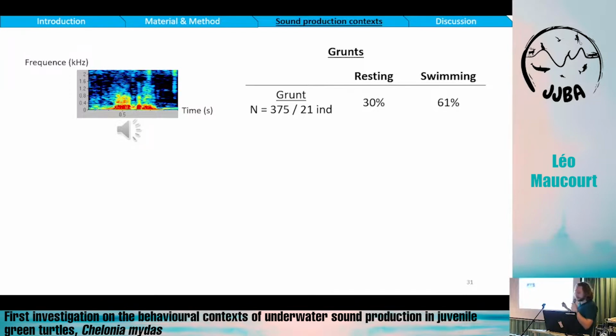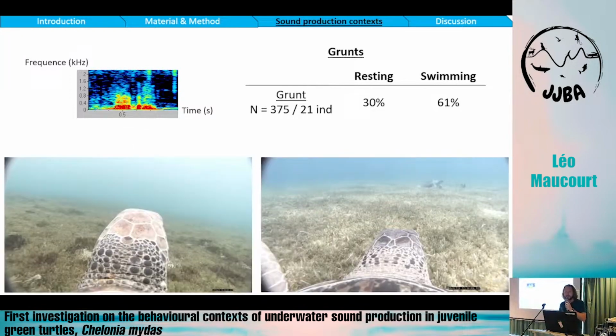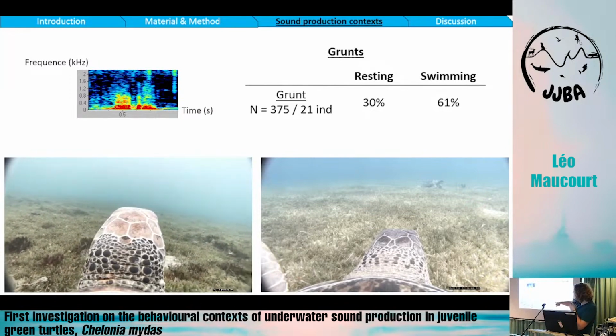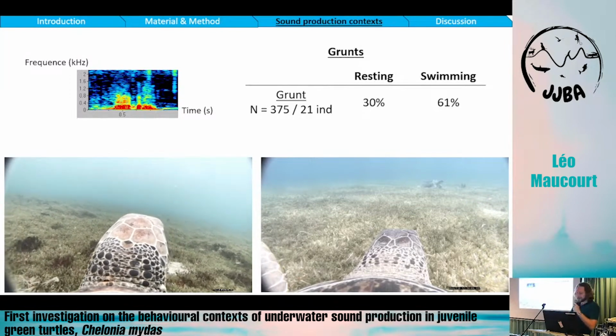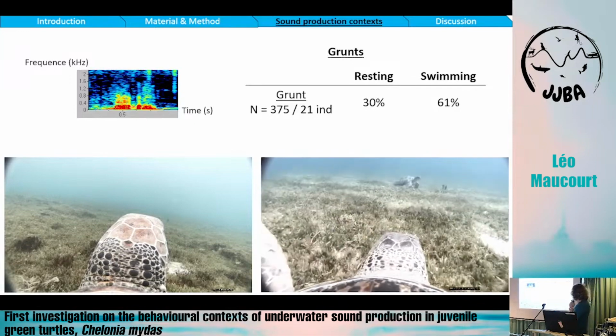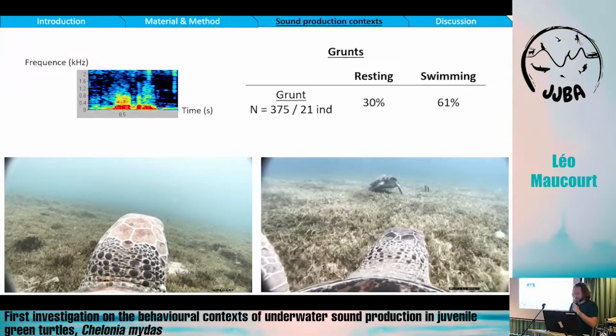This sound is once again mostly occurring with resting and swimming behavior. But this is the only sound which is associated with a stereotyped physical movement. This is a retreat head movement. So here the turtle is in vigilance, and she produces a grunt. It's very visual, and in this one, the turtle is approaching a conspecific, and she emitted it.